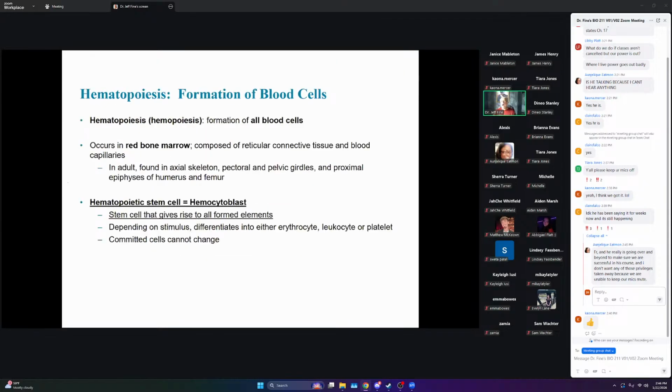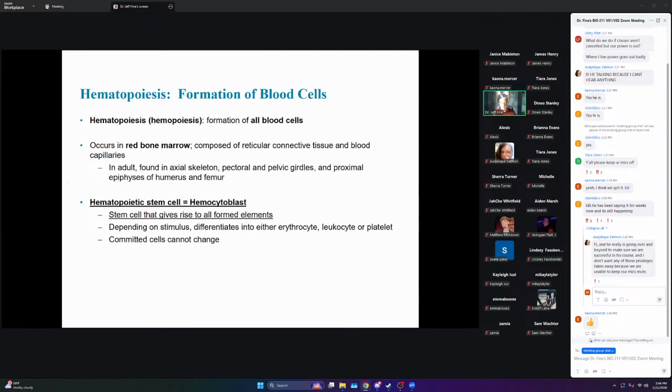All right, so how do we form these formed elements? Where do they come from? Okay, the process is called hematopoiesis, okay? Hematopoiesis is the formation of any of the blood cell types: erythrocytes, leukocytes, or platelets. Okay. They all occur in the red bone marrow.